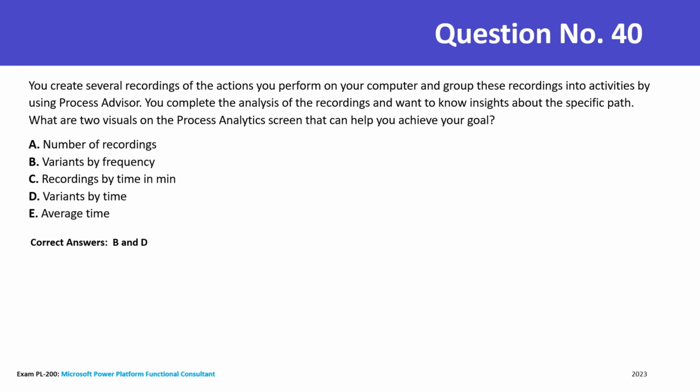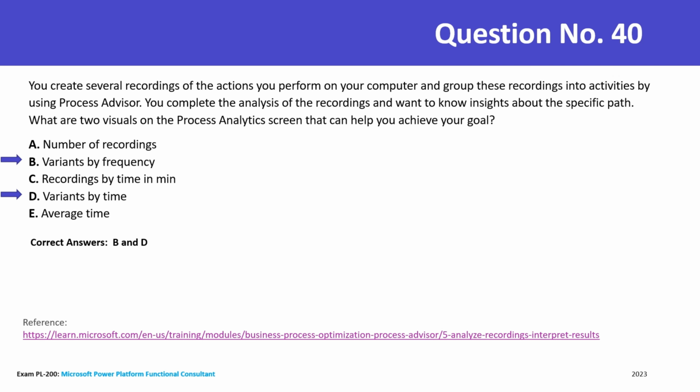You create several recordings of the actions you perform on your computer and group these recordings into activities by using Process Advisor. You complete the analysis of the recordings and want to know insights about the specific path. What are 2 visuals on the Process Analytics screen that can help you achieve your goal? A. Number of recordings. B. Variance by frequency. C. Recordings by time in min. D. Variance by time. E. Average time. Correct answers. B and D.